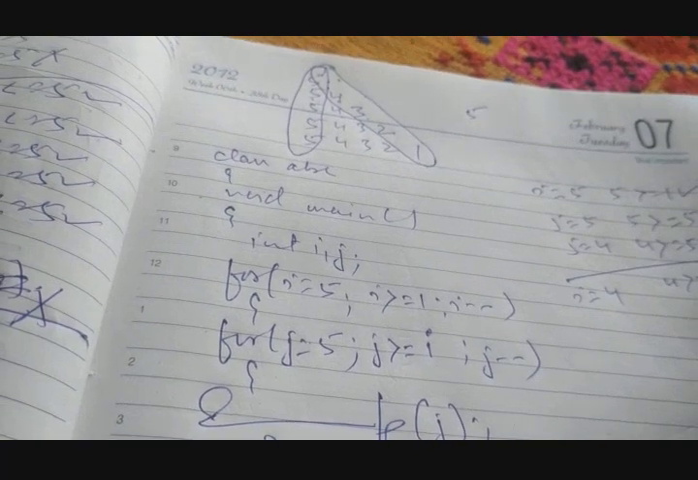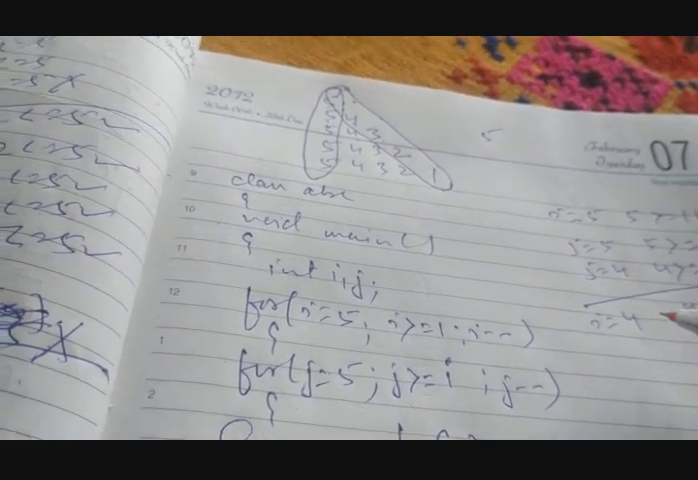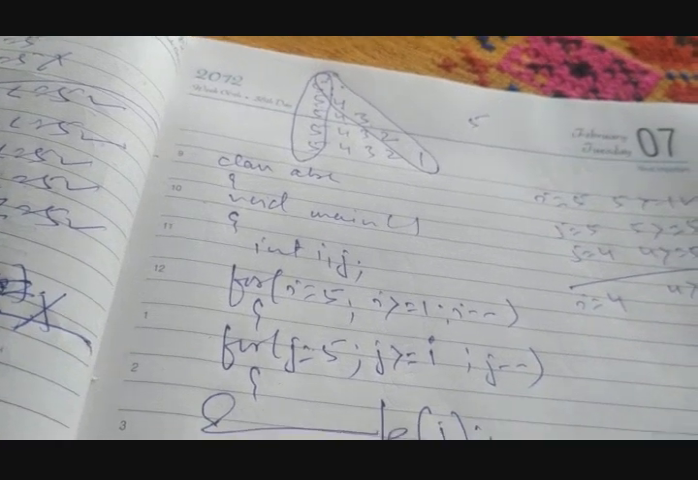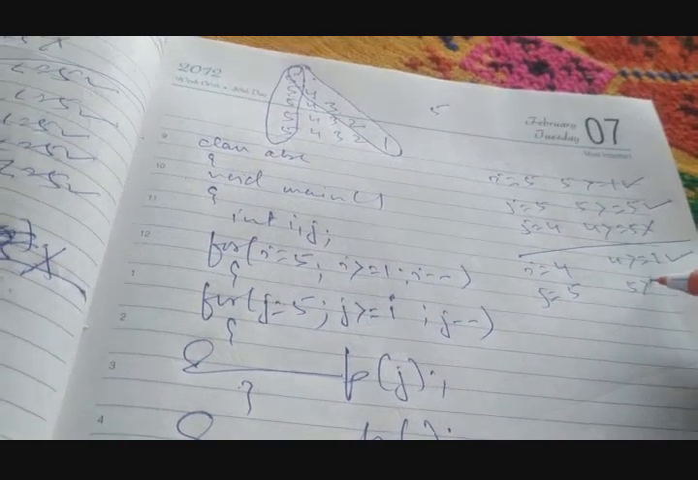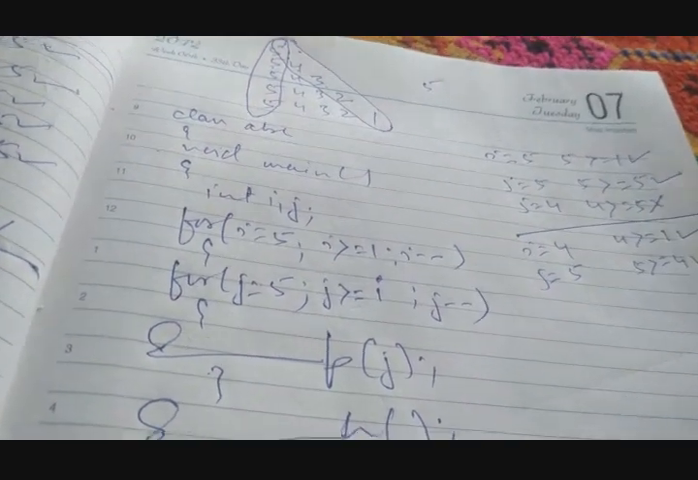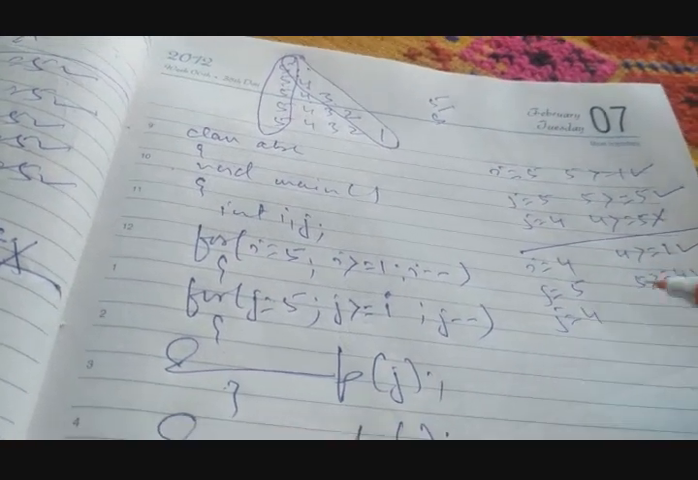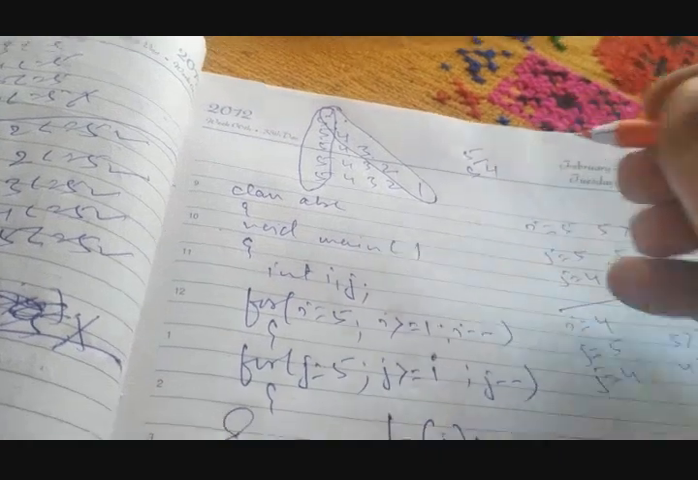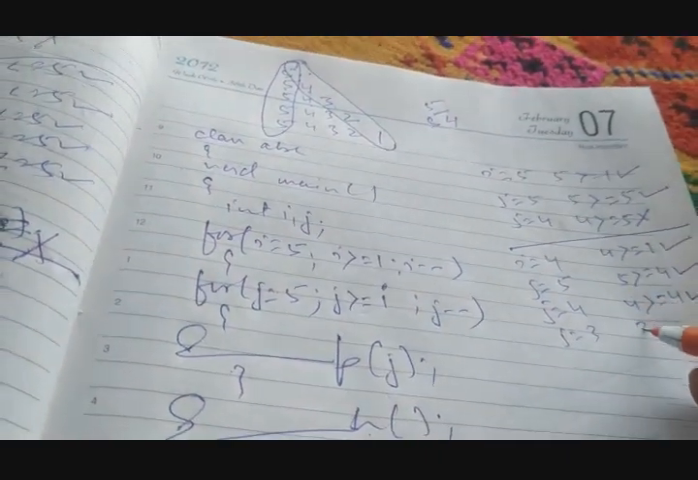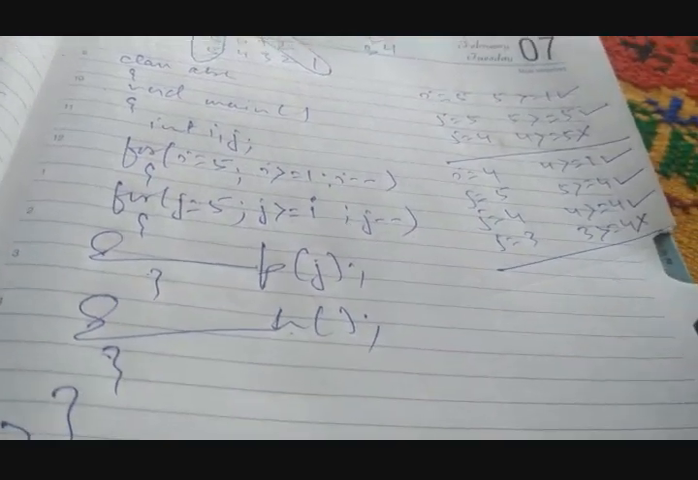Sorry, 4 is greater than equals to 1, true. Then J equals to 5, 5 is greater than equals to 4, true. It becomes 5. Then J minus minus, J becomes 4, 4 is greater than equals to 4, true. Print 4. Then J value changes to 3, 3 is greater than equals to 4, false, line changes.